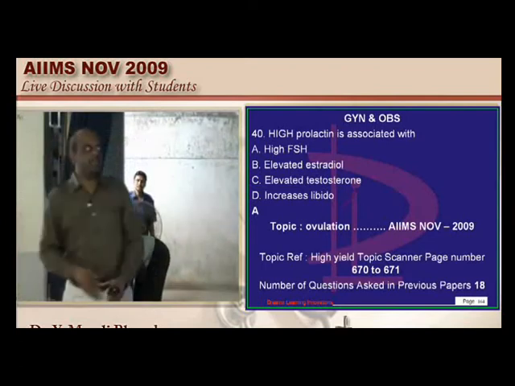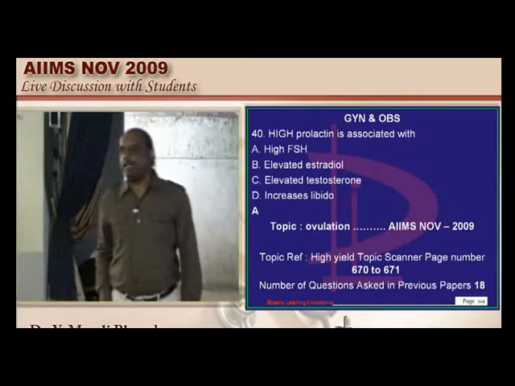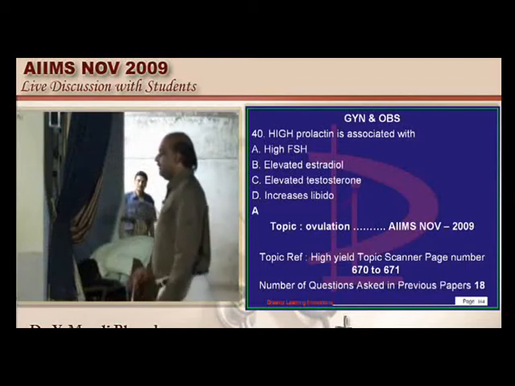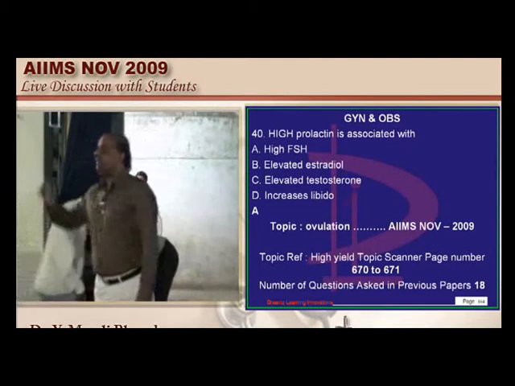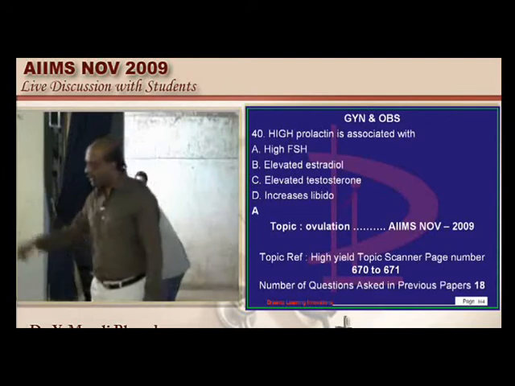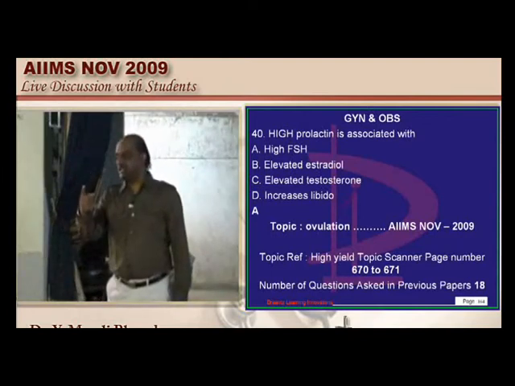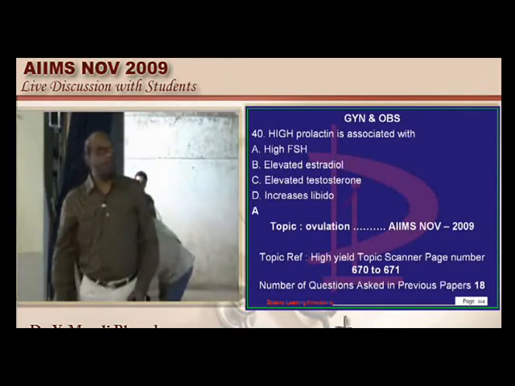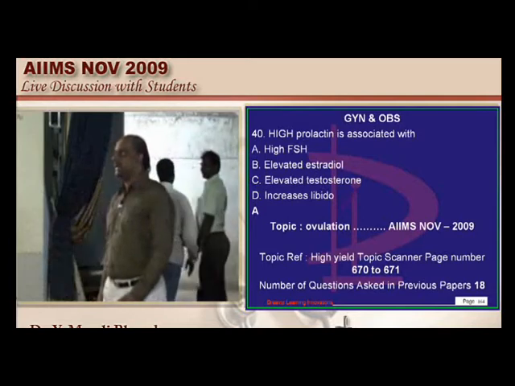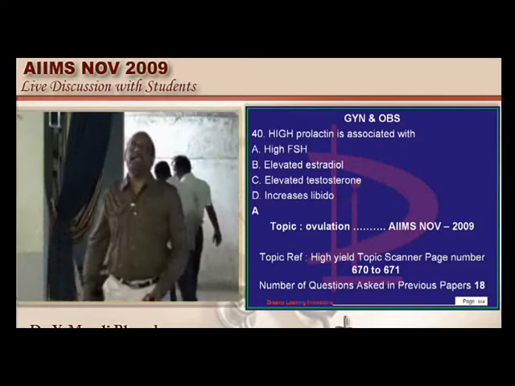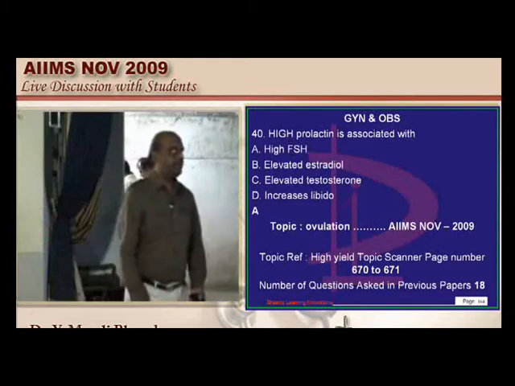The only reason why high FSH can occur with high prolactin, we can explain the other way around: when high prolactin causes low estrogen, that should then lead to high FSH. That could be the only thing. I am not quite sure what was in the examiner's mind. But anyway, ovulation is one of the high yield topics, is what needs to be remembered.